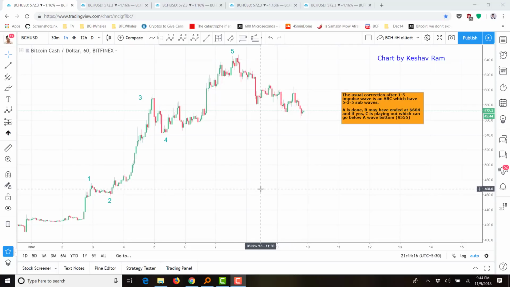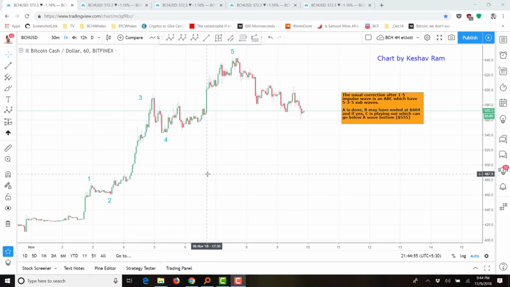Let's go into it. So you can see this entire move started at around $410 till recently where it reached $645. So usual up moves in Elliott Waves are done in waves. So it'll be 1, 2, 3, 1, 2, 3, 4, 5 waves. The first wave and the third wave and the fifth wave usually go up. The second wave and the fourth wave are correction waves.